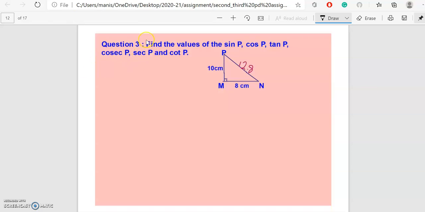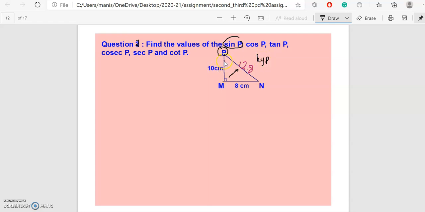Alright, let's do one more question. This is your question number 2. In this question, they gave you: find sine p, cosine p, tangent p, cosecant p, secant p. The important thing is to circle this p over here and label the triangle. Which is the hypotenuse? This is the hypotenuse.